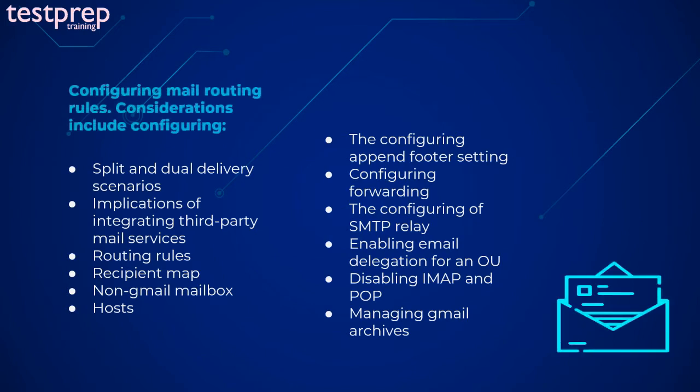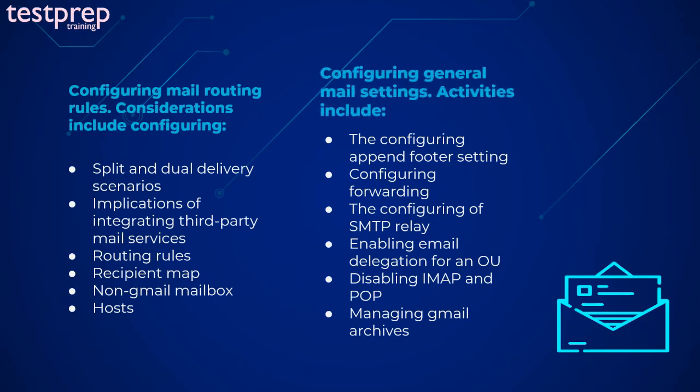Number 4, configuring mail routing rules. Considerations include configuring 1. Split and dual delivery scenarios. 2. Implications of integrating third-party mail services. 3. Routing rules. 4. Recipient map. 5. Non-Gmail mailbox. 6. Hosts.